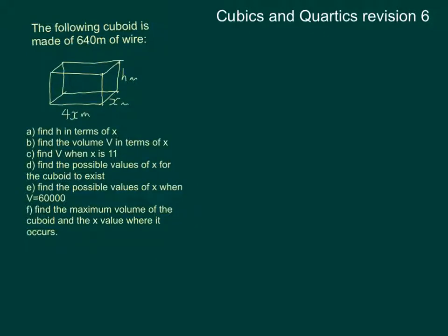Welcome to part 6 of the Cubics and Quartics revision. This is the last question, a multi-part question, so we'll take a bit of time working through each of the parts of this. The following cuboid is made of 640 metres of wire. Firstly, we need to find h in terms of x.